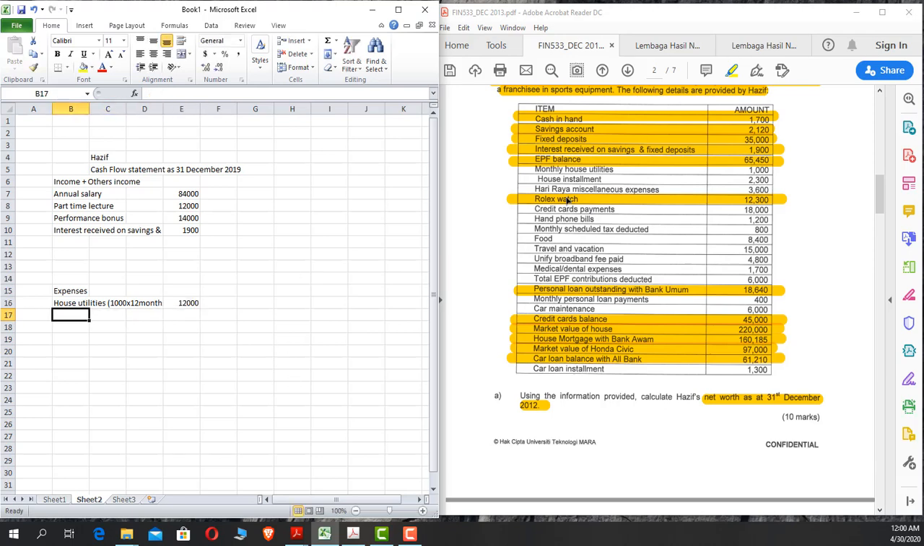Okay, the next house installment. Okay, he just tak bagi tahu sama ada monthly, so proceed to yearly 2,300. And hari raya miscellaneous expenses.